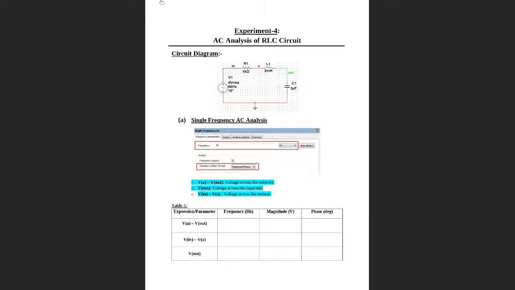As I mentioned, for experiment number 4, we are going to start with AC analysis of RLC circuit.